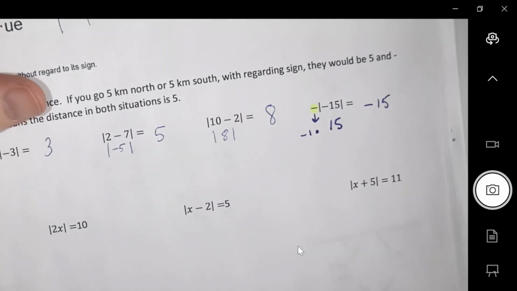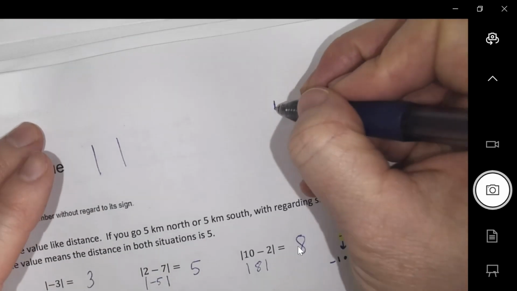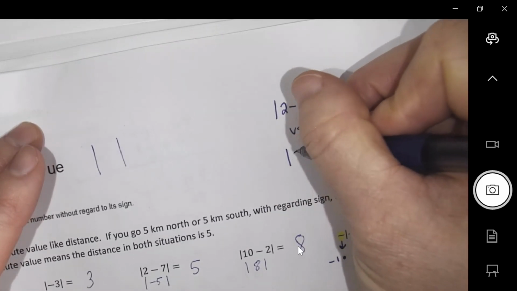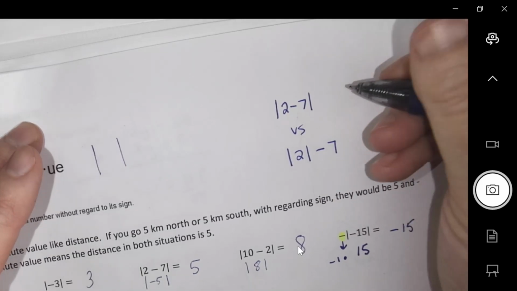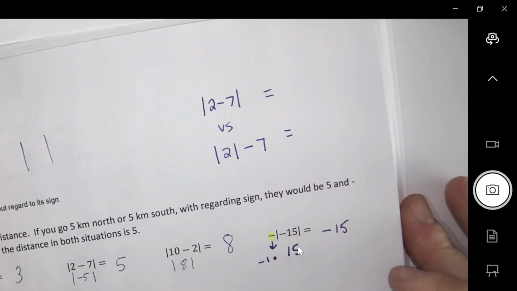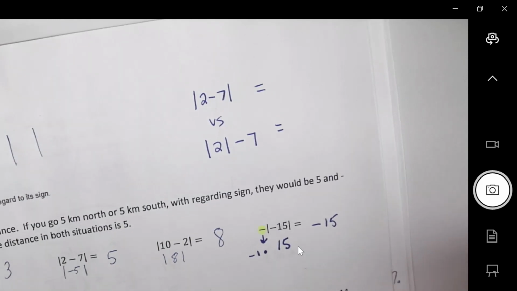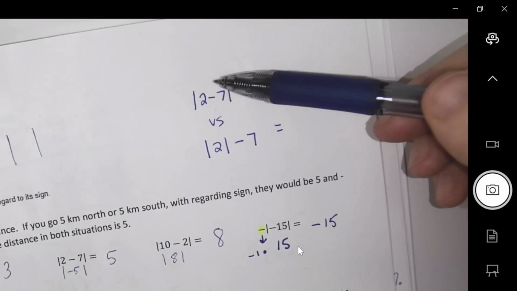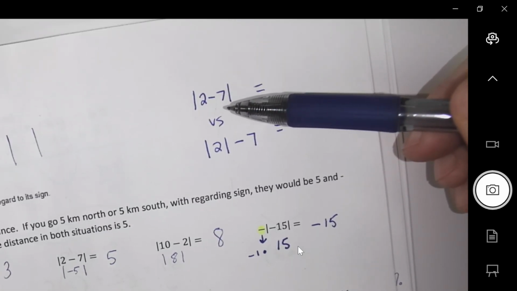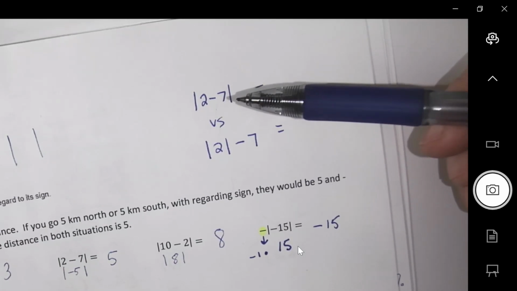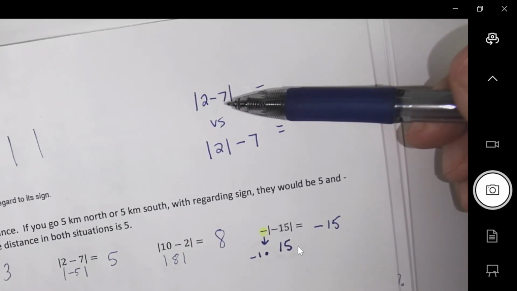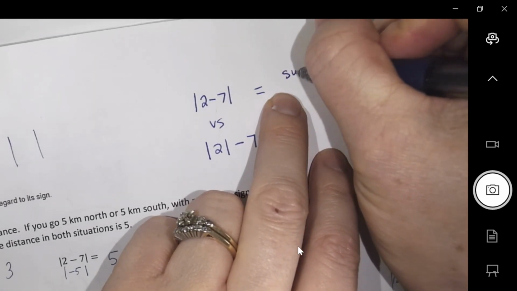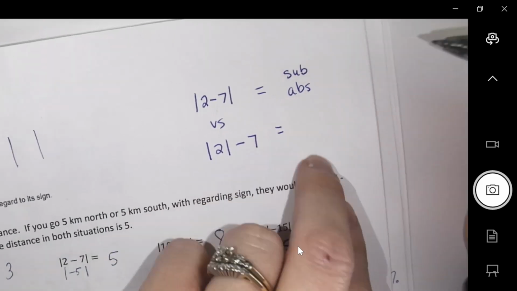Okay, let's just talk about order here for a second. So what's the difference in these math equations? This one says to do the numbers first inside the brackets and then do the absolute value. So that's the one where we did 2 subtract 7 is negative 5, then absolute value. So subtract and then absolute.